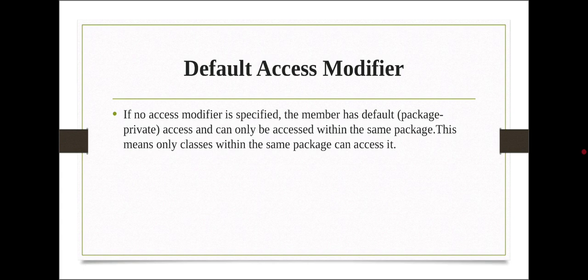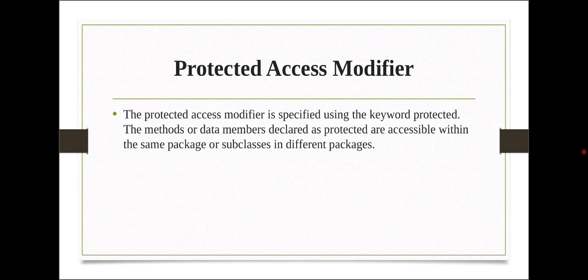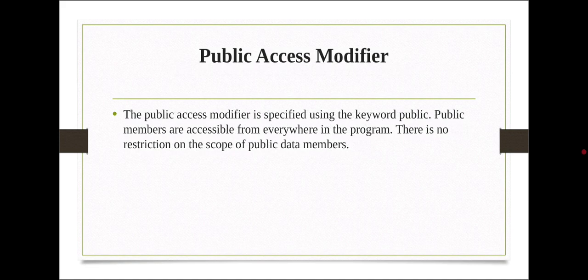And the protected access modifier is specified using the keyword protected. The method or data member declared as protected can be used within the same class as well as by the subclasses. The public access modifier is specified using the keyword public. It can be accessed anywhere in the program. Either a subclass or other classes can use it. So there is no restriction when we are using the public access modifier.